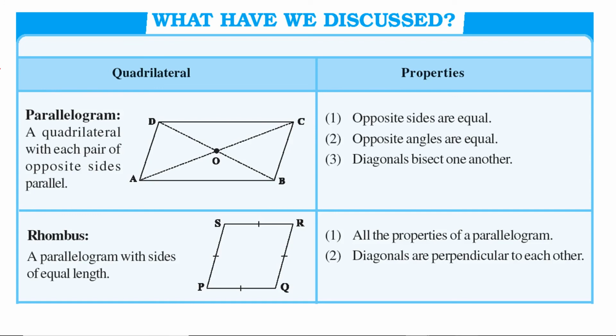So what we have discussed: parallelogram. In a parallelogram, a quadrilateral because it has four sides, each pair of opposite sides is parallel. This is parallel to this, this is parallel to this. What are the properties of a parallelogram? Opposite sides are equal, opposite angles are equal, and diagonals bisect one another. When it comes to a rhombus, this is a parallelogram with sides of equal length. All the sides are equal. So it has all the properties of the parallelogram along with diagonals which are perpendicular to each other.